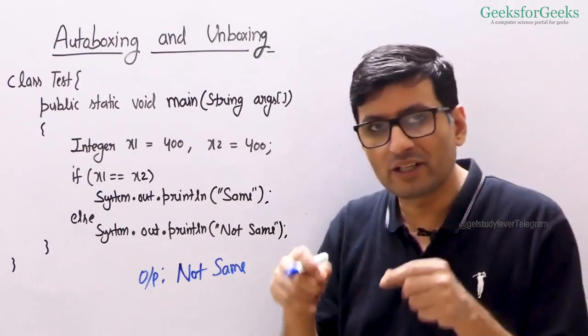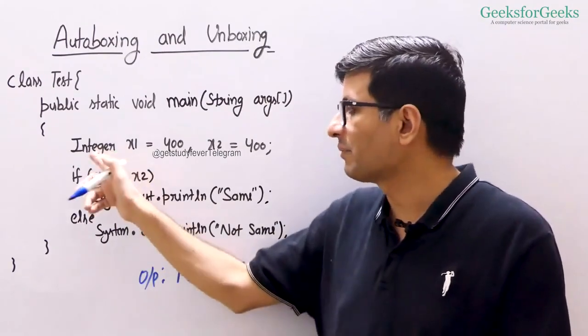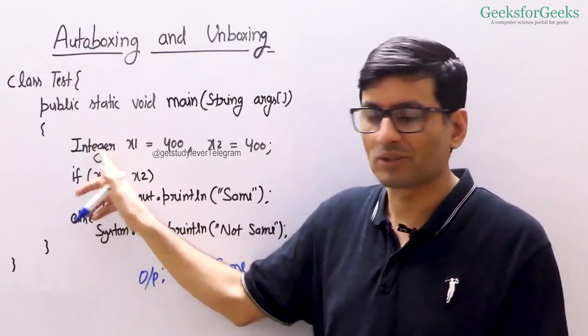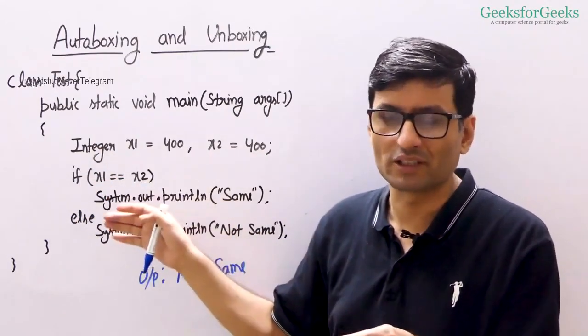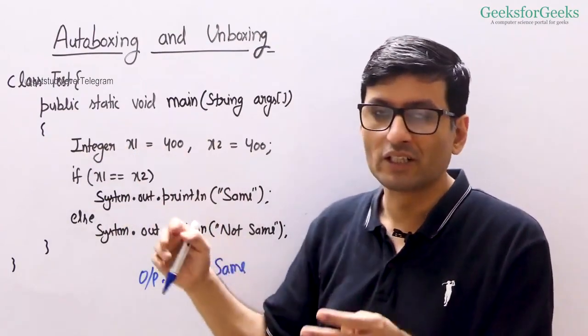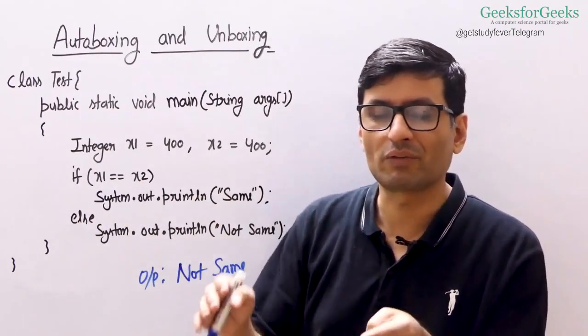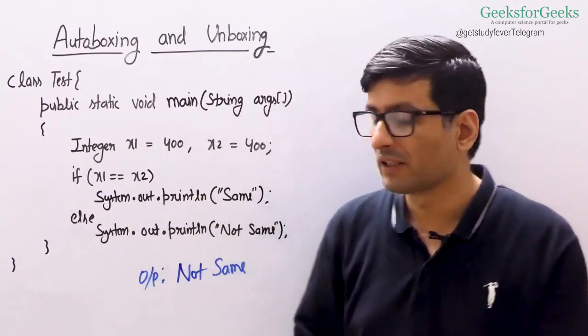Had they been int primitive types, if I replace Integer with int, I will get the output as same. And auto boxing and unboxing don't happen here, because they are both objects. Auto boxing and unboxing is going to happen when one is an object and one is a primitive.